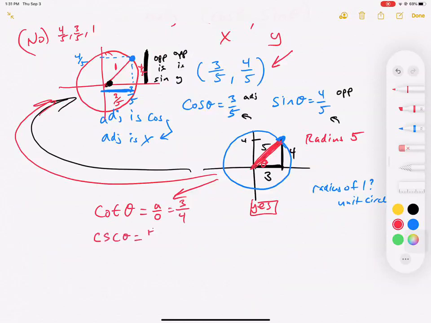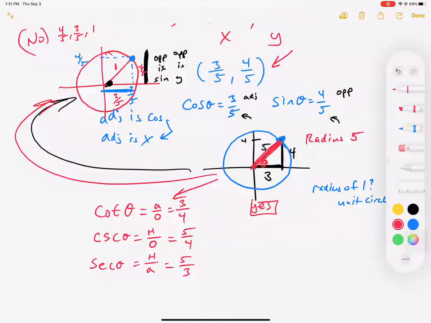Would it be hard for you to tell me what cosecant would be? Cosecant is hypotenuse over opposite. Hypotenuse is 5, opposite is 4. How about secant? Secant is hypotenuse over adjacent. And that would be 5/3. My point is that once you draw the triangle, these problems actually become super easy. Once you can draw the triangle, I can find sine, cosine, tangent really easily.